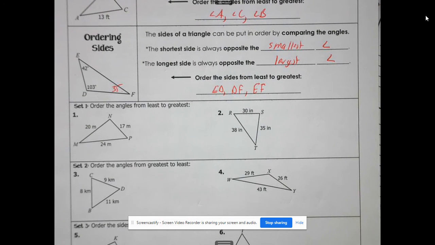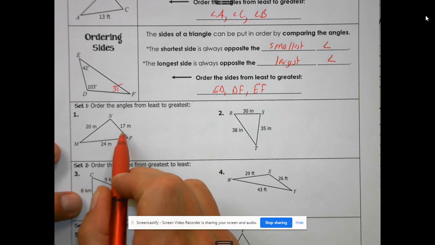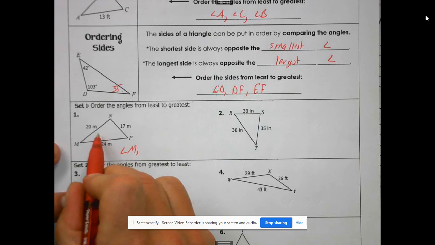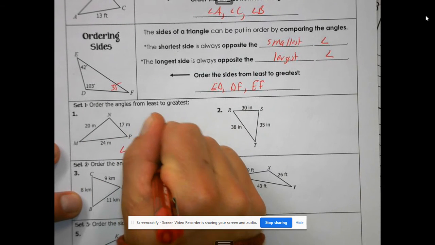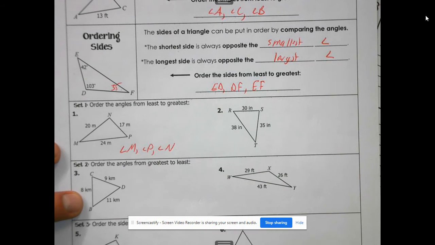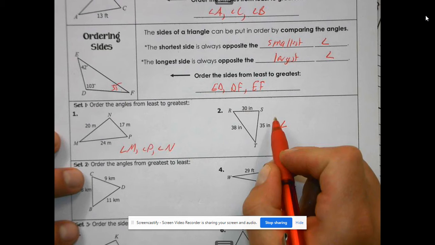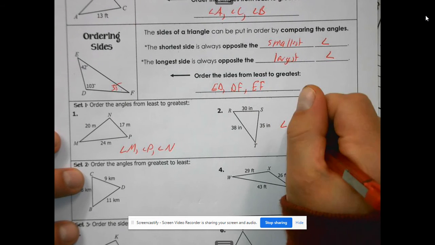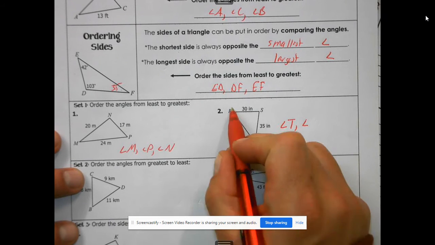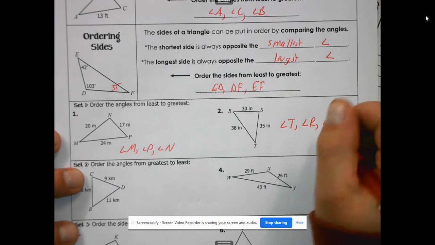Number 1 says order the angles from least to greatest. All right, so the smallest side is 17, that'd be angle M. Next is the 20, angle P. And then last would be across the 24, angle N. Over here, the smallest side is 30. That's across from T. Next is a 35. That's across from angle R. The largest side is 38. That's across from angle S.